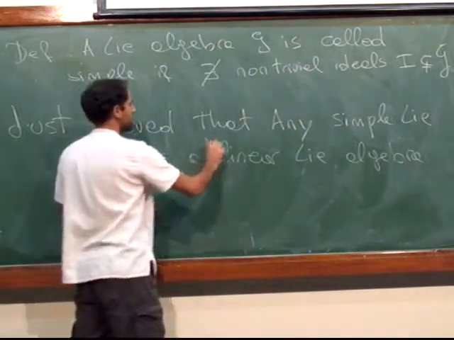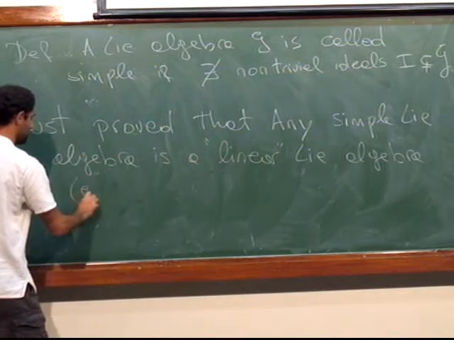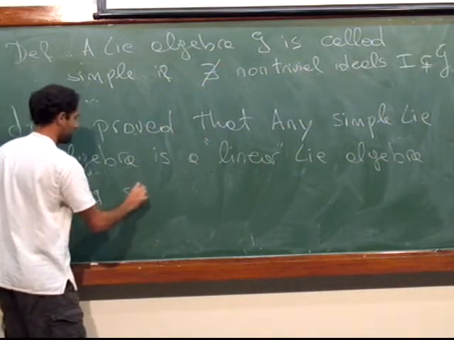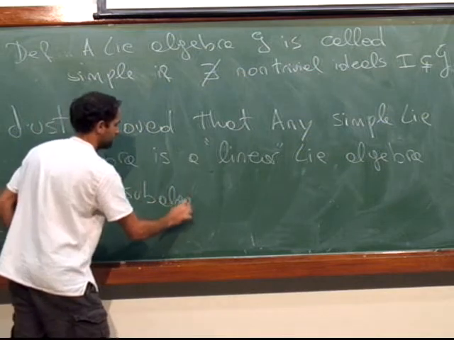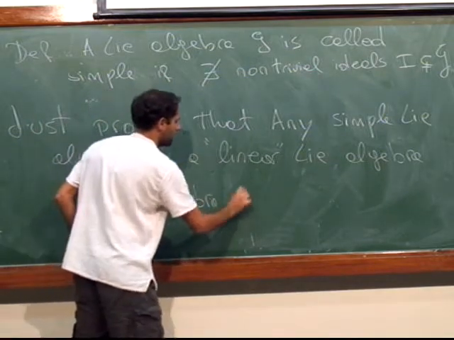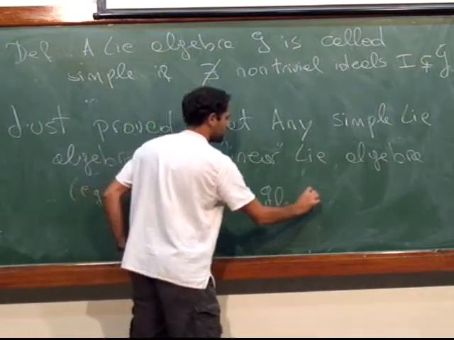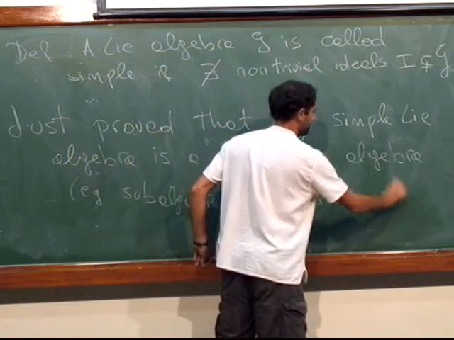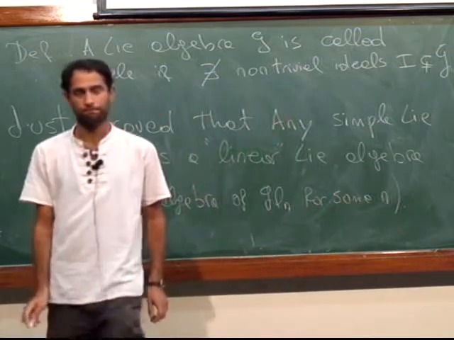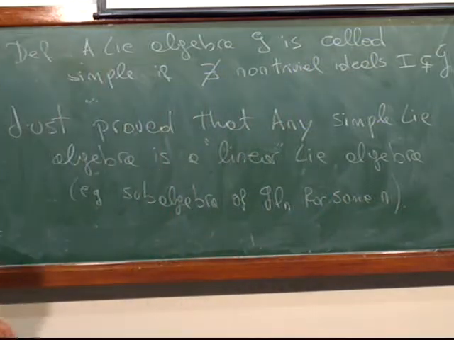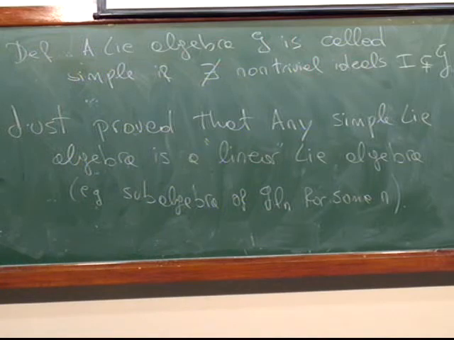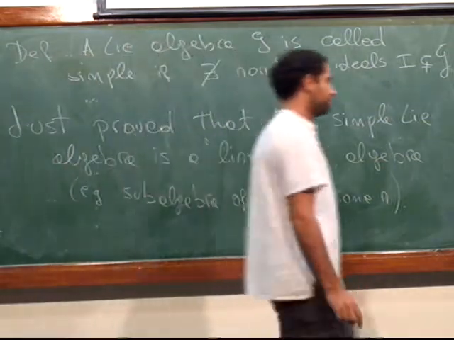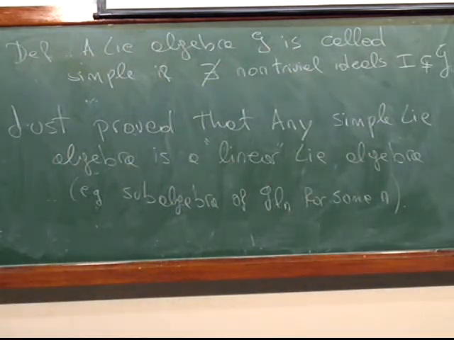linear Lie algebra here means a subalgebra of GLN for some n. Again, the proof of this is, if we have no non-trivial ideals, this center has to be 0. That means the kernel of that map has to be 0. And just the adjoint representation gives us an example, an embedding.